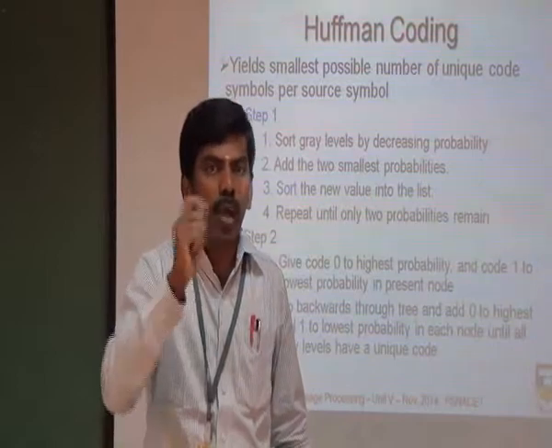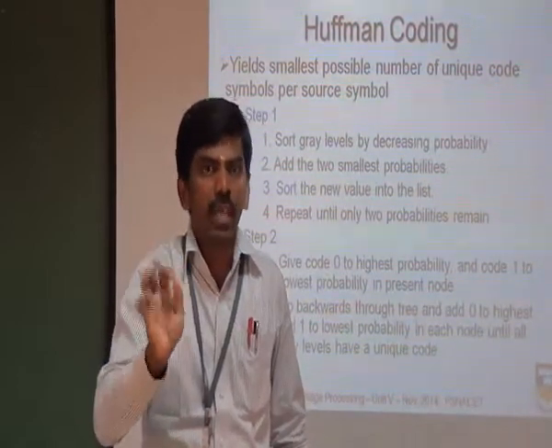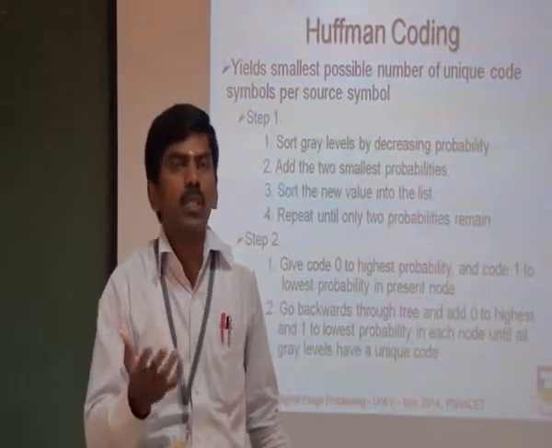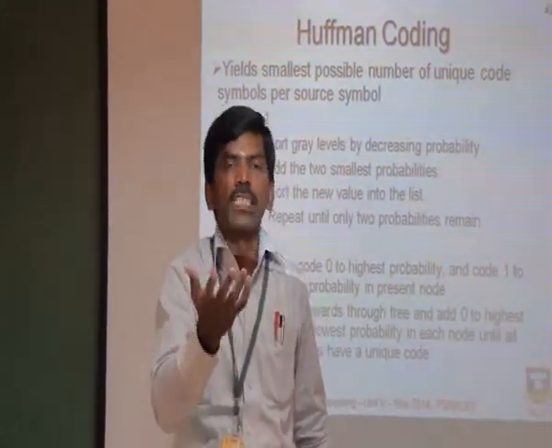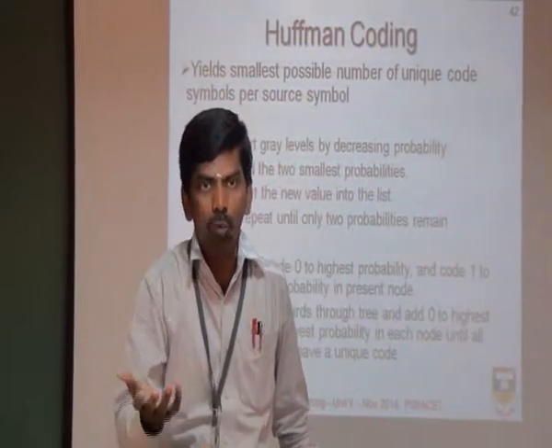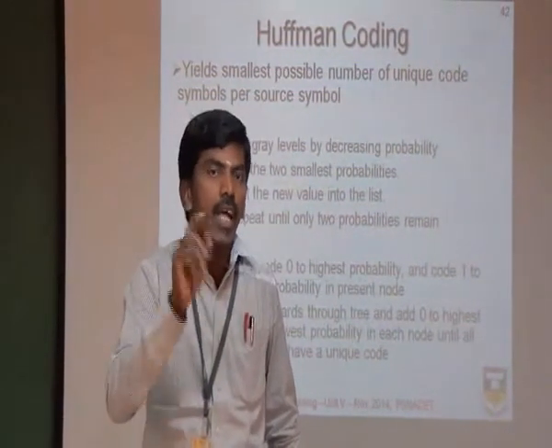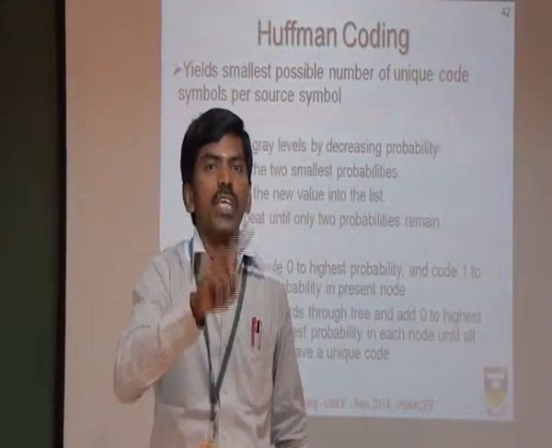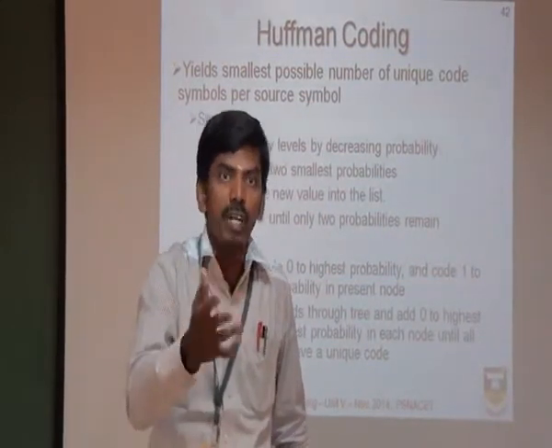For example, for 0.2, how many bits of word length are sufficient? One more point: if we swap 0 and 1, so that the highest probability gets 1 and the lowest gets 0, there is no issue. The code length is what is important. For example, code 0 has code length 2, correct? And code 1 has the same code length of 2.